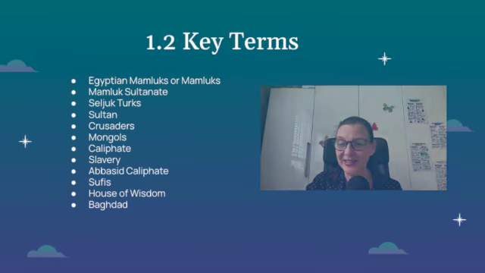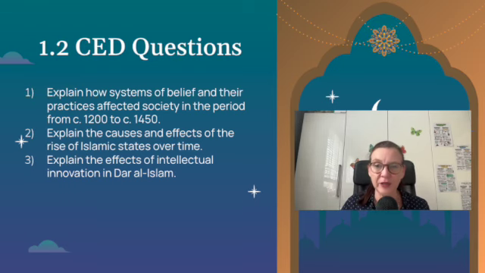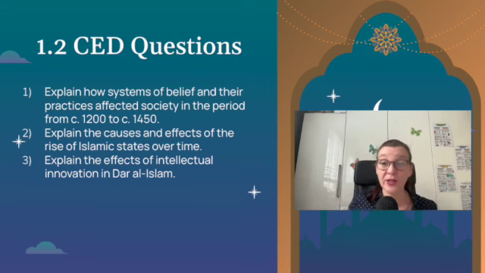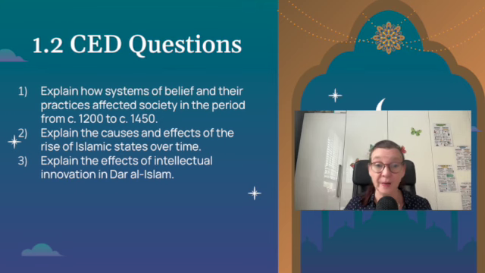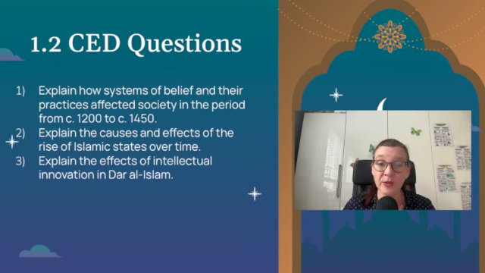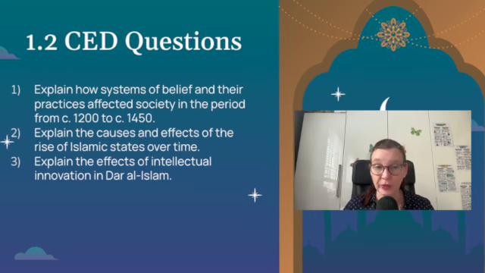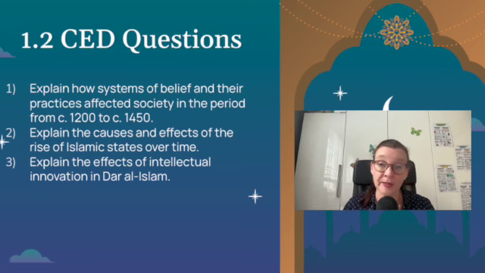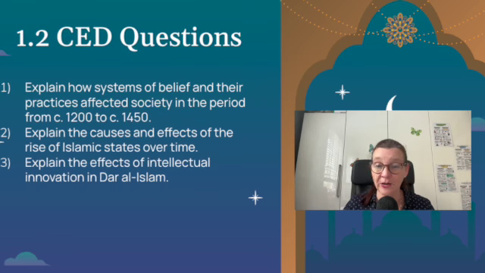Let's get started. For this section of Unit 1, there are 3 CED questions. These are basically the learning objective questions. You need to be able to answer these questions so that you can be successful on the FRQ section of the exam. The first one is explain how systems of belief and their practices affected societies in the period from 1200 to 1450. The second, explain the causes and effect of the rise of Islamic states over time. And the last one, explain the effects of intellectual innovations in Dar al-Islam.